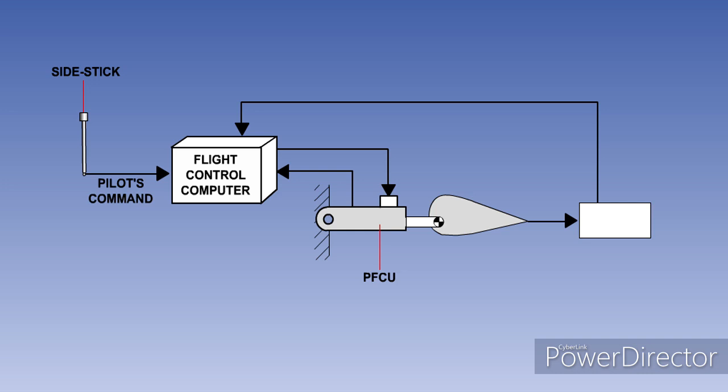The pilot's commands are converted to electronic signals. These signals are passed to the flight control computers, which determine how best to move the actuators at each control surface to provide the desired response. The actuators are still usually hydraulically operated. The computer monitors the aircraft's response to the flight control movement and modifies its output to the powered flight control unit as required.